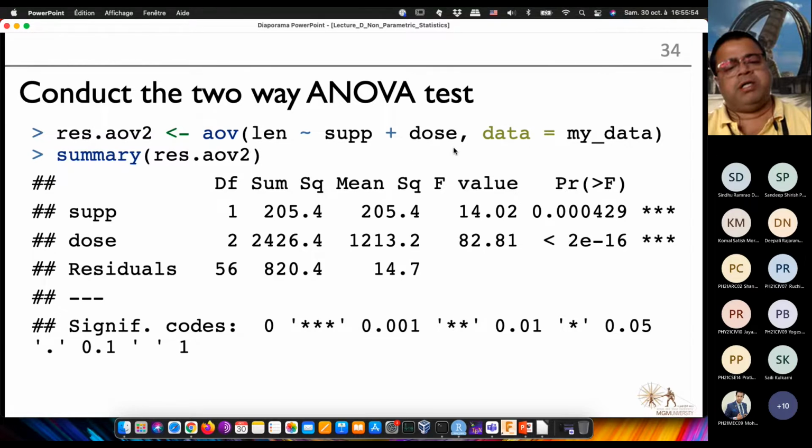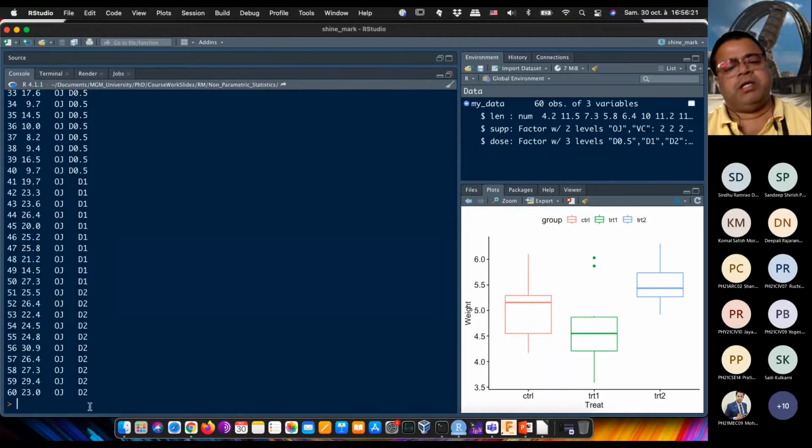The dosage strength is 0.1, or sorry, 0.5, 1 and 2. These are the dosage strengths, and this is the supplement. It is either orange juice or it is ascorbic acid, and length is the outcome. This is what is the matter here. Right now, I have to conduct the two-way ANOVA test based on that. So how do I do that? Okay, so let us do that again now.